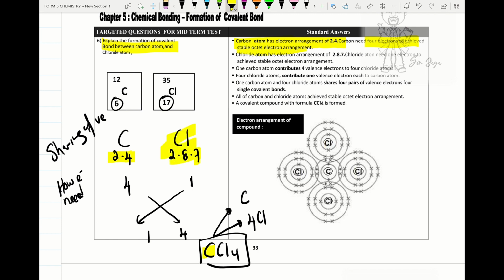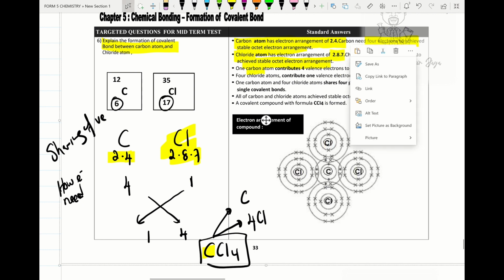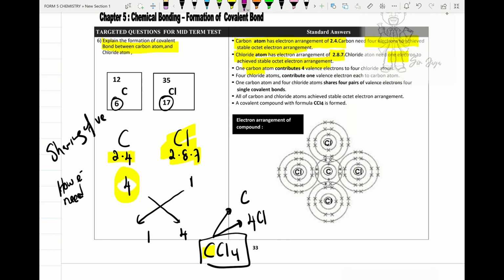Now we try to discuss about chlorine atom. Chlorine atom with the electron arrangement 2.8.7 needs 1 more electron to achieve stable octet electron arrangement. So 1 carbon atom will contribute 4 valence electrons, to how many chlorine atoms? To 4 chlorine atoms. So 1 carbon atom will contribute 4 valence electrons to 4 chlorine atoms, and 4 chlorine atoms will contribute how many valence electrons? 1 valence electron each to 1 carbon atom. Alright, so they will form covalent bonding.